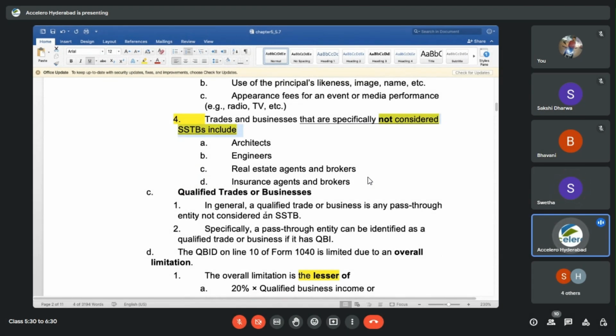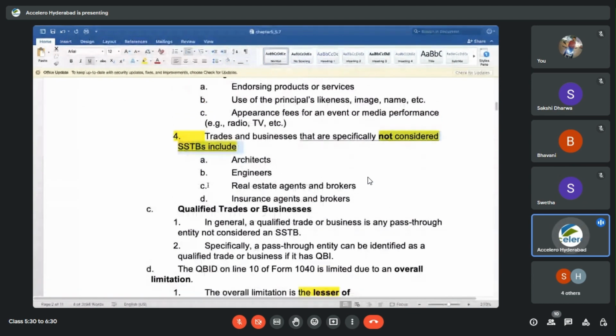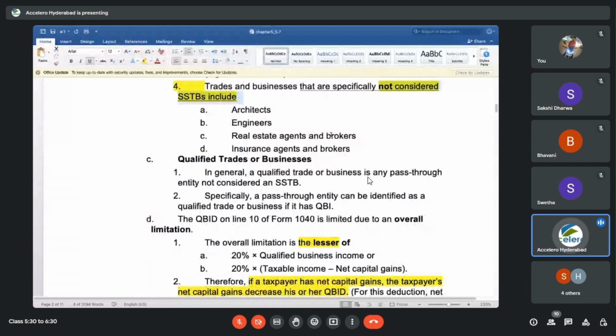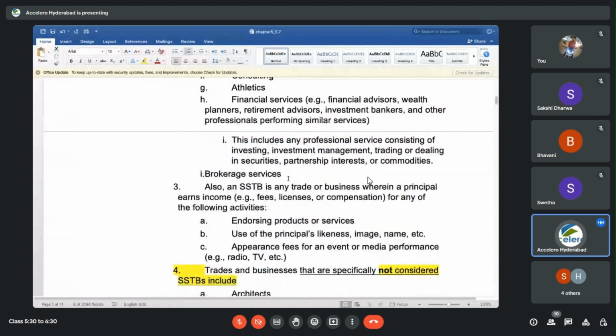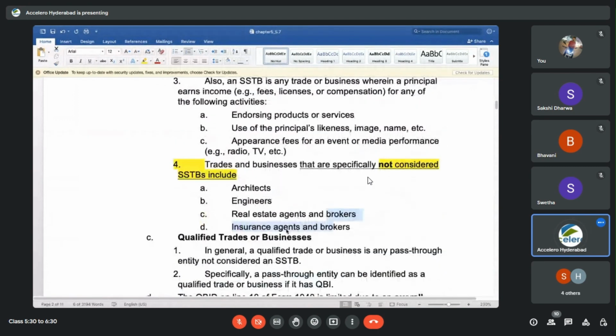But in general, again, we can get an idea. Anything which is related to a profession can go into SSTB. Brokers, these brokers are not going, but there is a financial broker, financial broking services, that will fall under SSTB, but not real estate or insurance agent broker.